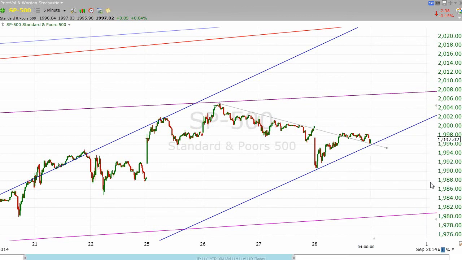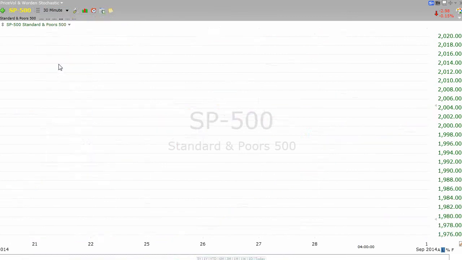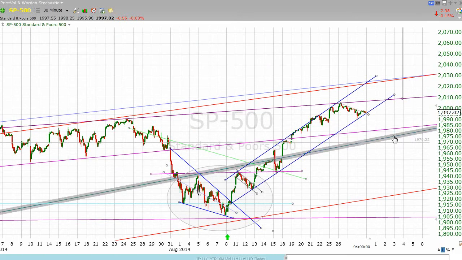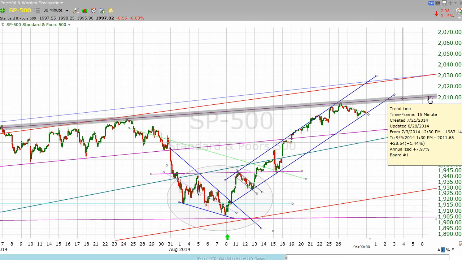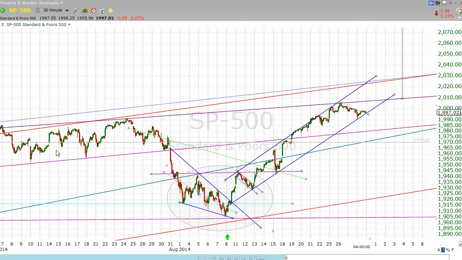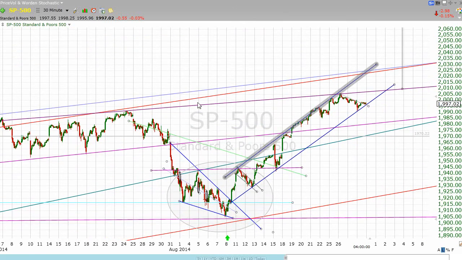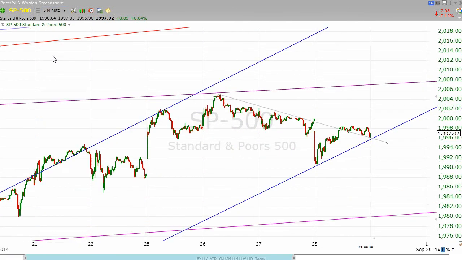But the idea here is looking for support in the 1980s or 1970s, then looking for another challenge of this rising resistance line right here. That, upon breaking, would confirm the inverted head and shoulders pattern and give us that nice target. Now, it would be slightly over 2100. So guys, keep your fingers crossed. I am.